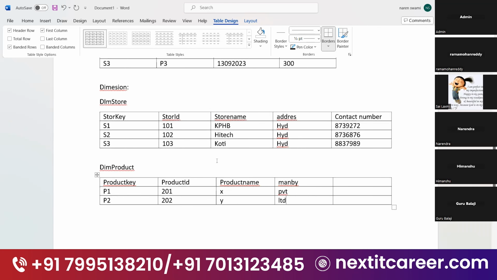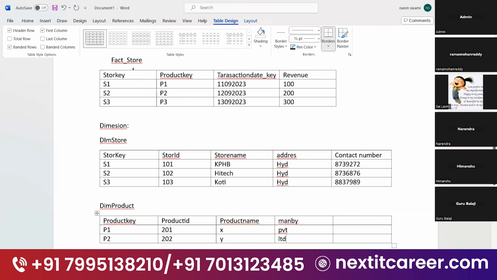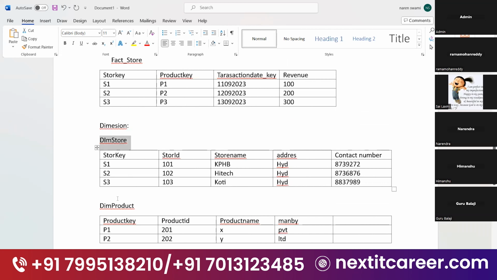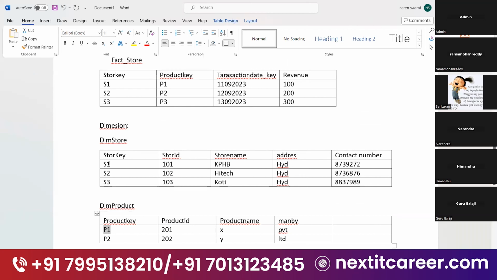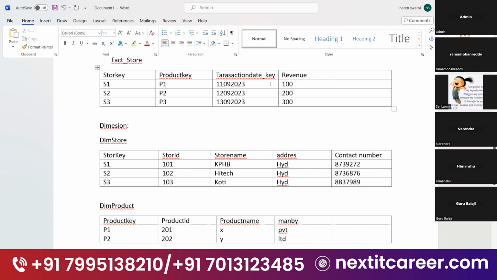If you see these tables, this is the fact table and these are the dimension tables. The product key and store key are the keys available in the fact table. In general, in ETL projects, whatever keys are available in the dimension tables will be available in the fact table. These are known as facts, and they are never going to change. In the same way, like the transaction date key, we will also have a dim date table.